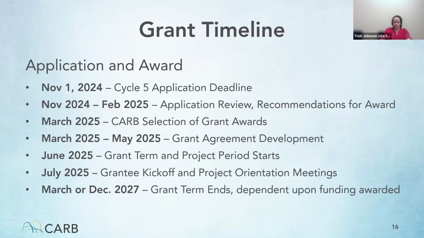Now we're moving on to the grant timeline. We released a draft RFA on July 19th, and the RFA was refined in consideration of the comments received and finalized on September 3rd. We're currently holding a series of public workshops for the final RFA, and the deadline for applications is Friday, November 1st. After the November 1st application deadline, projects will be selected in March of next year and start implementation next June through 2027.